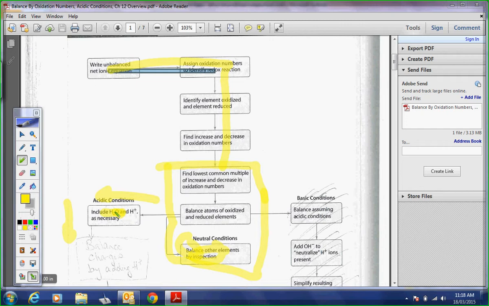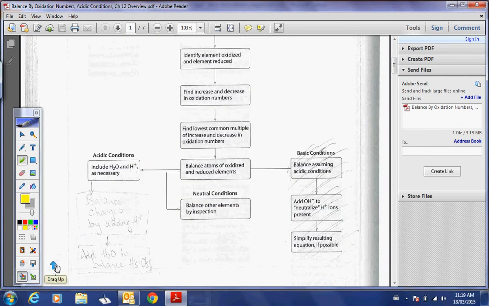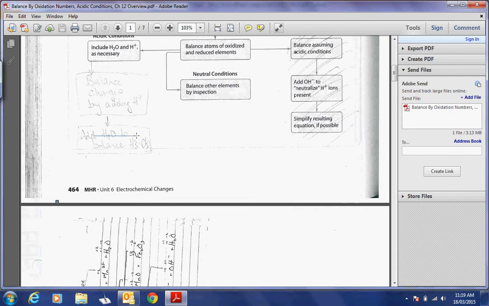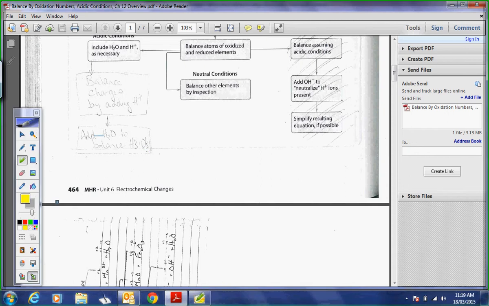That was a bit too vague for me, so I've written on your sheet that you're going to balance the charges by adding H+. We physically write an H+ because it's acidic condition, so therefore we have H+ as well, to help overall balance the charges. Like you'll see when we get to the example. Then the last thing it says there is that you're going to add water to balance out the hydrogens and oxygens.